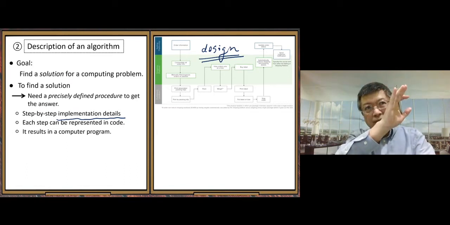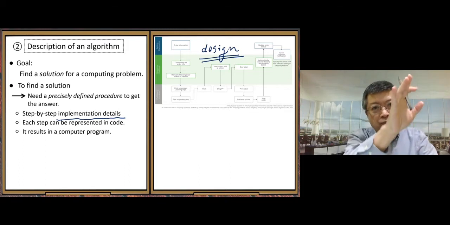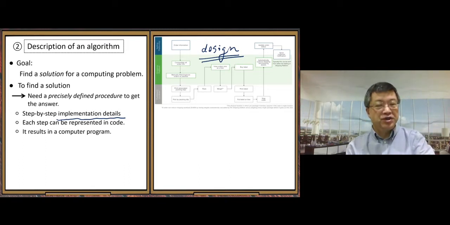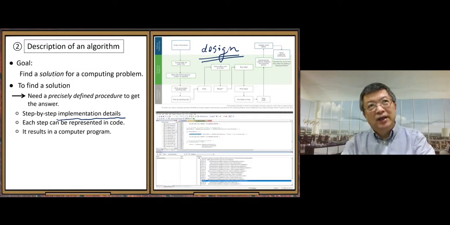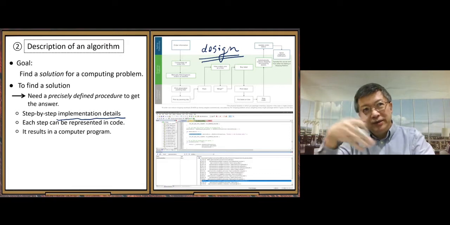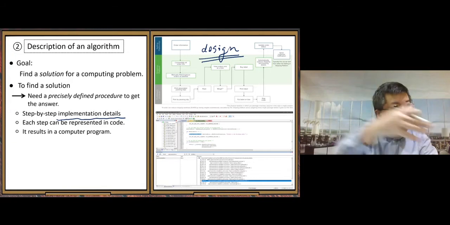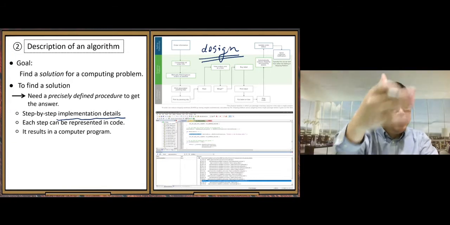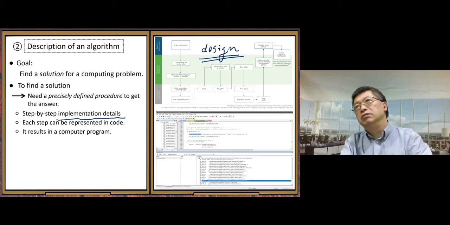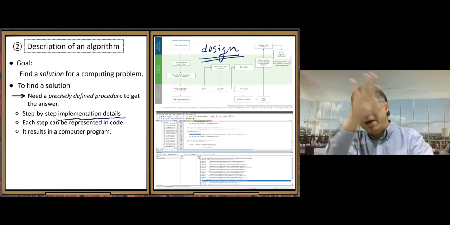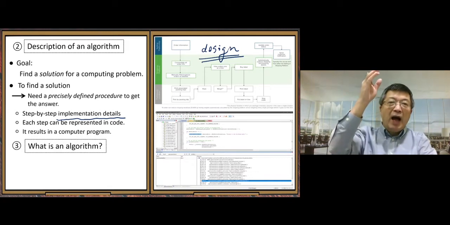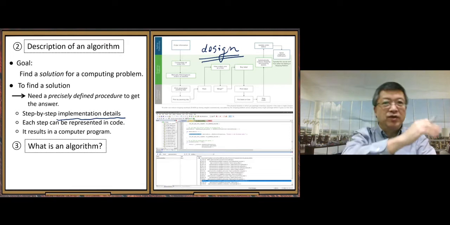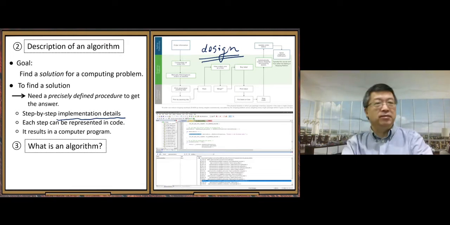After that, at the end, you need to write the code. You need to create that computer program to produce the answer. Something like this. You do a lot of work, debugging, experiments, failure, successful. At the end, you solve the problem. So try to imagine that procedure. All right. So with that, now we try to answer this question. What is an algorithm?